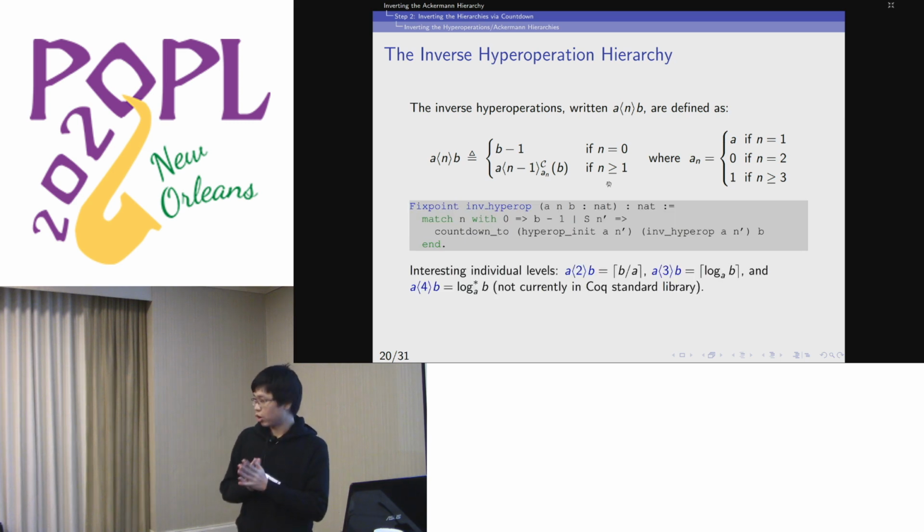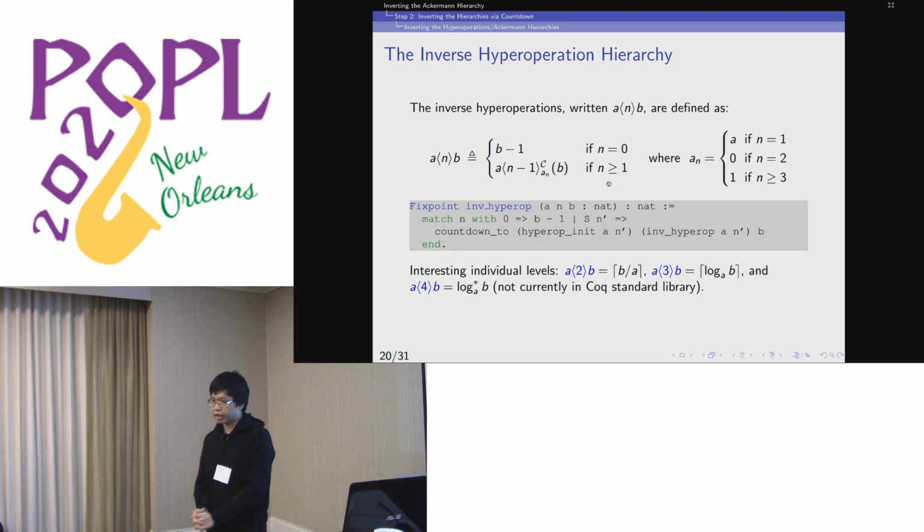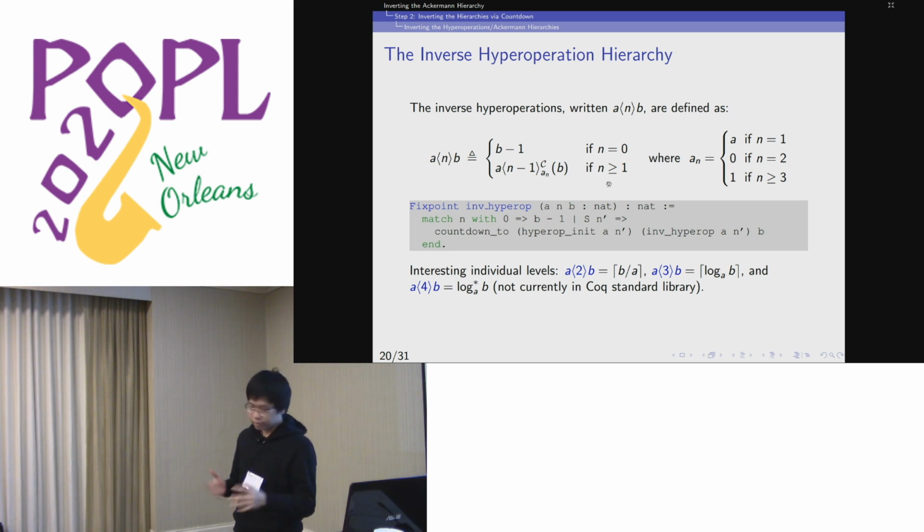And for the hyperoperation, there are some interesting individual levels that we can build with countdown. If you look at the fourth level, it's the log star, which is the inverse of the tetration. It's not in the Coq standard library, and the other two levels are in there, but now we can kind of look at them. There's a connection between them using countdown, and it's kind of a nice thing to have.